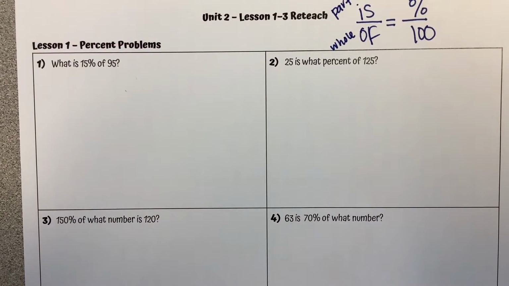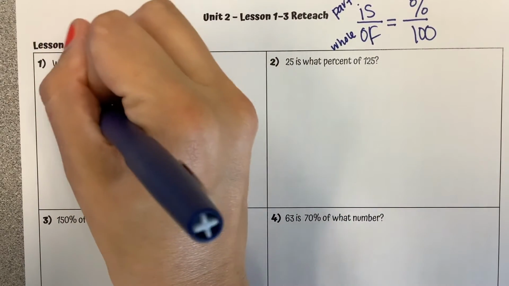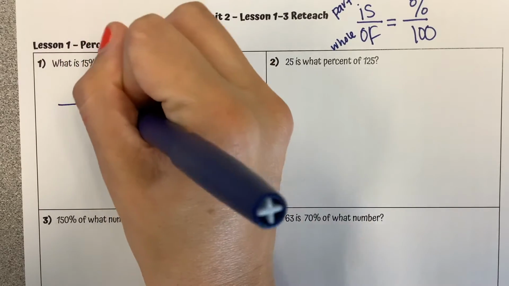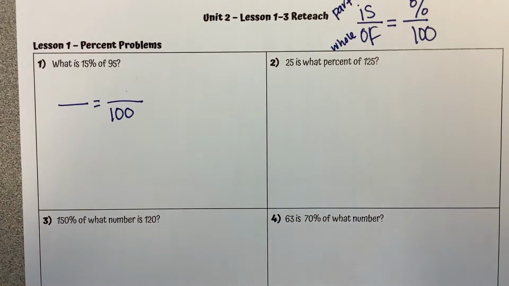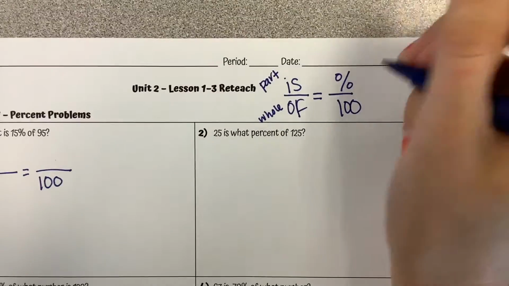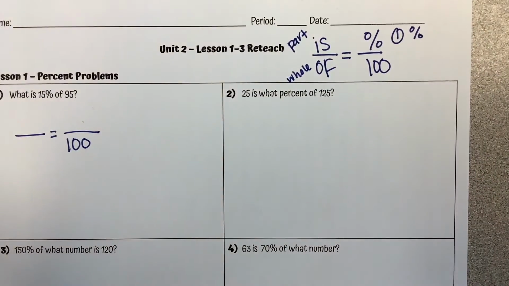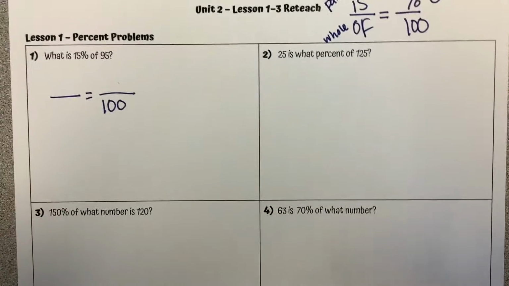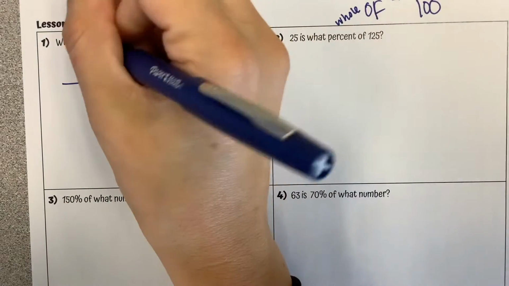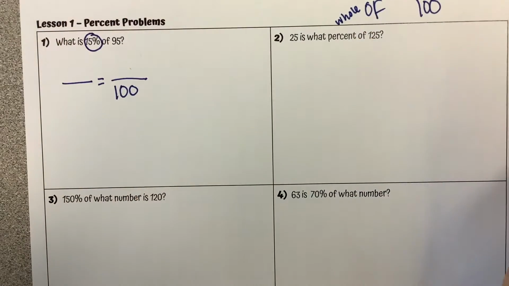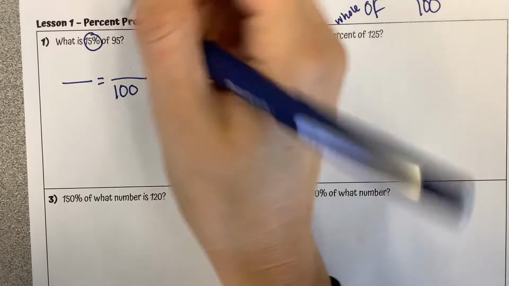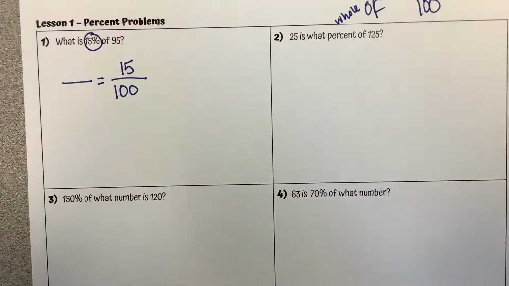What is 15% of 95? So first thing I'm going to do is set up my blank proportion. I always look for the percent first, because I think that is easiest. It's either going to have the percent sign like it does here or the word percent. So the percent sign is there, that tells me the percent is 15.